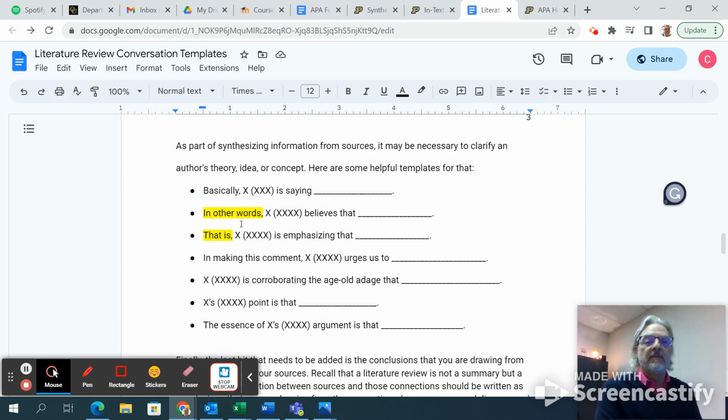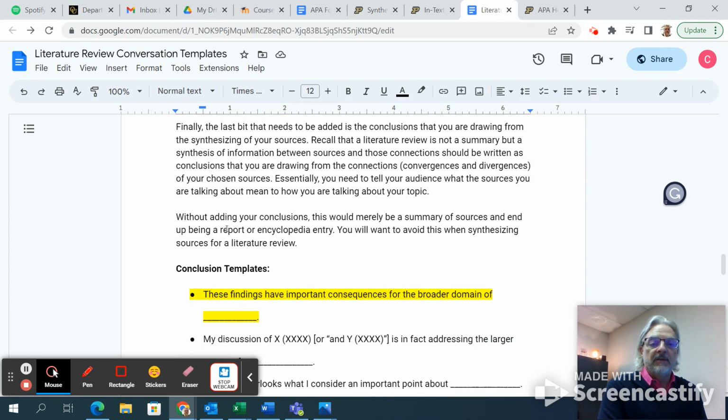Another part of synthesizing information is to clarify the author's ideas, or concepts. So if you bring in an author, and let's say it's a difficult concept, it gives you an opportunity to explicate a little bit about what the author is saying. "In other words" or "that is" are two I use quite frequently.